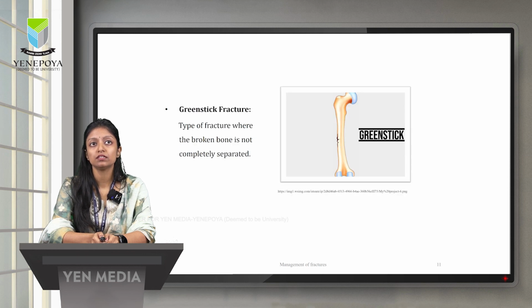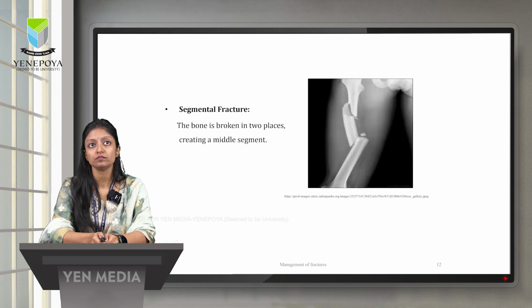Then there is greenstick fracture. This is also a type of incomplete fracture where the breakage starts from one end and does not reach all the way through to the other end. Lastly, we have segmental fracture. Here the bone is broken into two pieces. How is it done? The force is applied at two different points of the bone, which differentiates a segment from the main bone. That is, a piece of the bone is totally separated from the main segment.